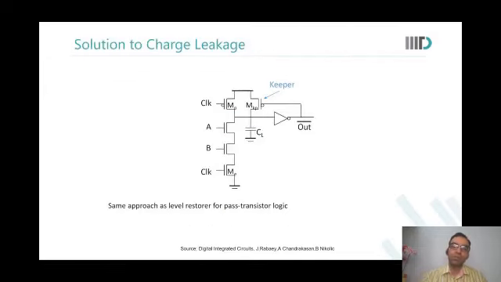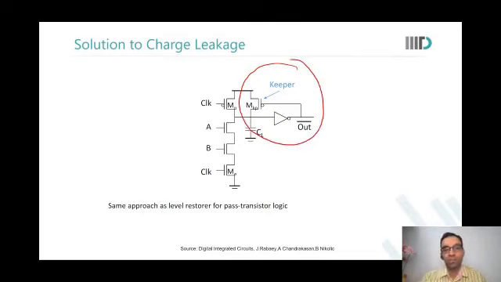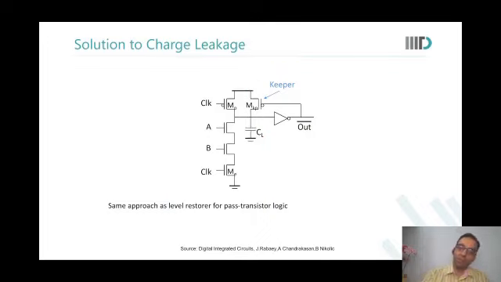So how do we correct the charge leakage problem? By using something very similar to what we call as level restorer in the transmission gate or pass transistor logic. We call it a keeper over here. This transistor that we put as a half latch back there is called keeper. And now what you get is you get out bar at the output.